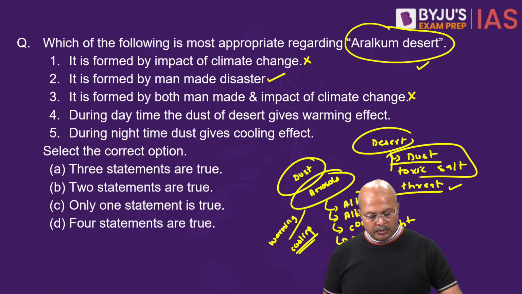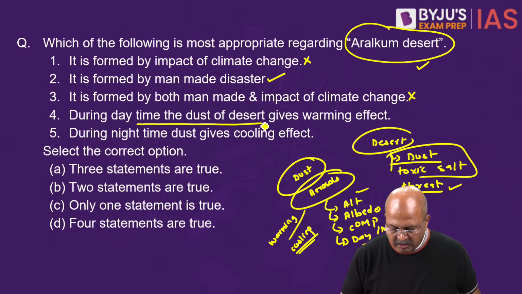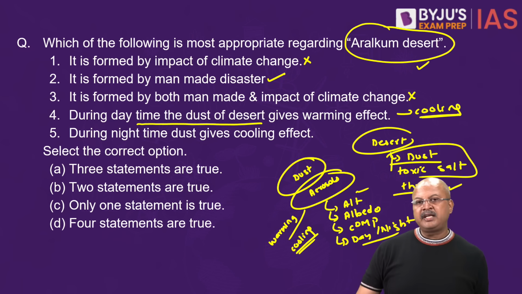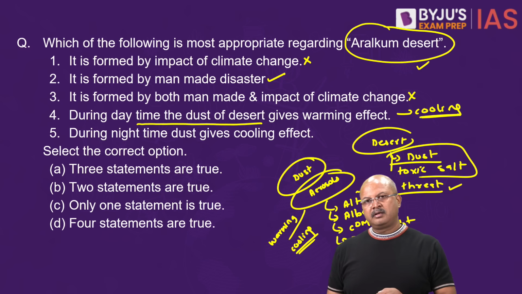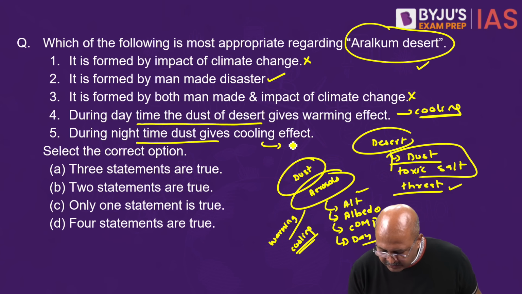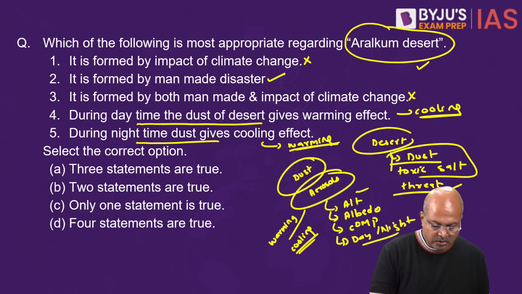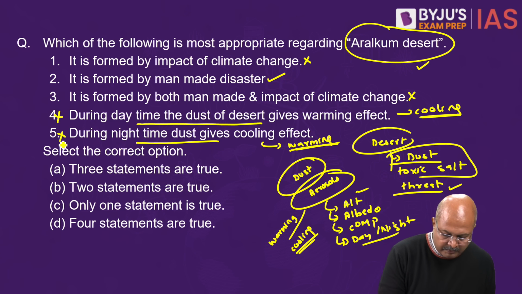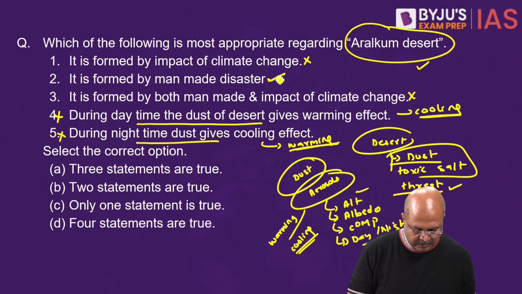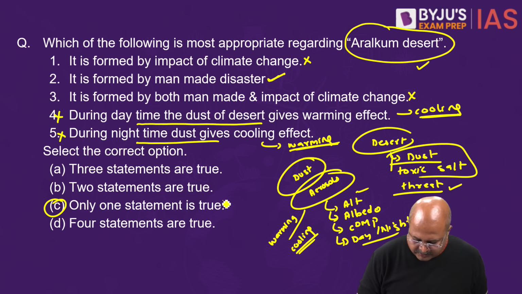Now, they made a systematic analysis of the data. They found that during the daytime, the dust of the desert is giving a cooling effect. Then, during the night time, the same dust absorbs the infrared radiation and is responsible for a warming effect. So, during the night time, it created a warming effect. So, the fourth statement is also wrong. Fifth statement is also wrong. So, hence it is only a man-made disaster. Only one statement is true here.